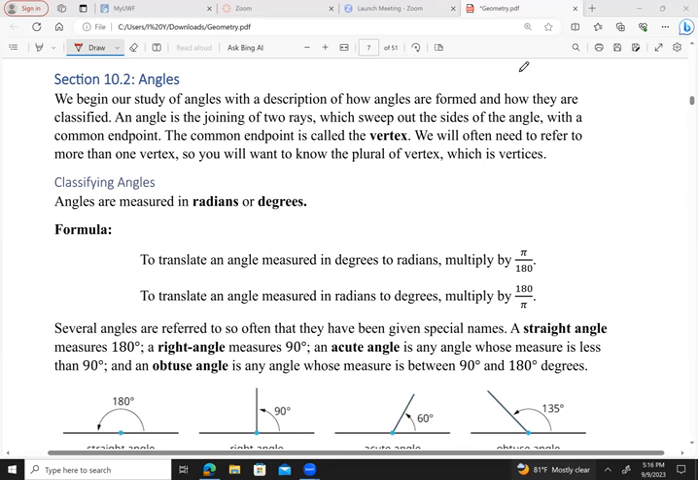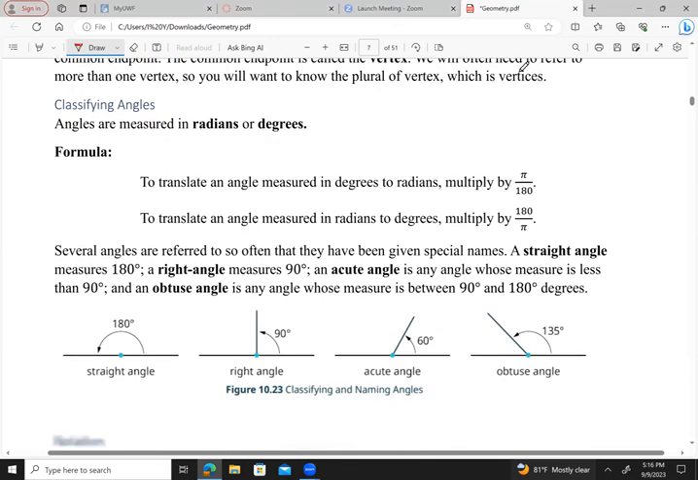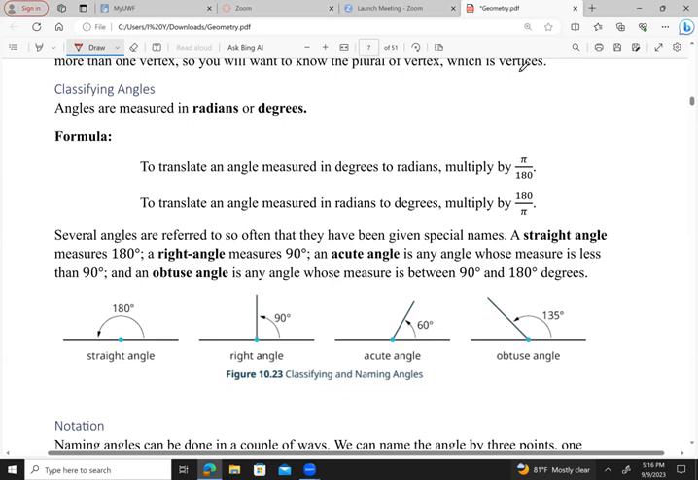So angles are measured in radians or degrees. To translate an angle measured in degrees to radians, simply multiply by pi over 180. To translate an angle measured in radians to degrees, multiply by 180 over pi. For the most part, we'll talk degrees.